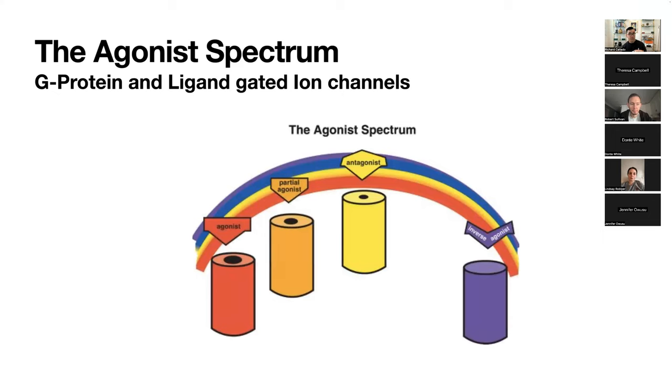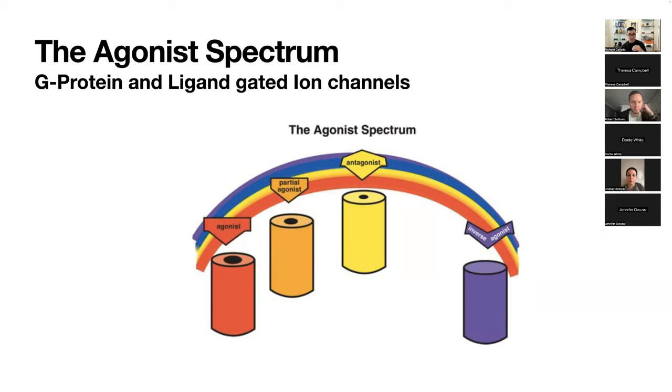Agonist spectrum, G proteins and ligand gated ion channels. This is the agonist spectrum, all right? At the very end of the spectrum, it's more of an agonist. Remember, an agonist is going to mimic your body's natural neurotransmitter, so that could be dopamine, serotonin, norepinephrine. So you're giving a medication that's an agonist, it's going to mimic your body's regular neurotransmitters.